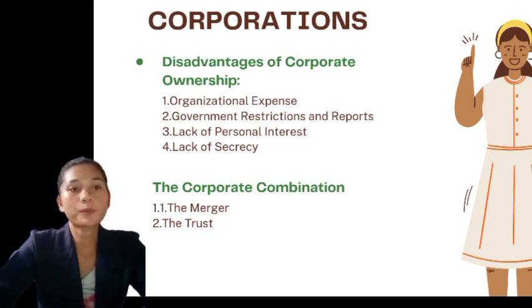So the second is the trust. A trust is a form of business organization that allows a large number of investors to turn over funds to a small body of trustees who in turn administer the business. The trust was originally developed to safeguard the property of minors or other persons under the Magna Carta.